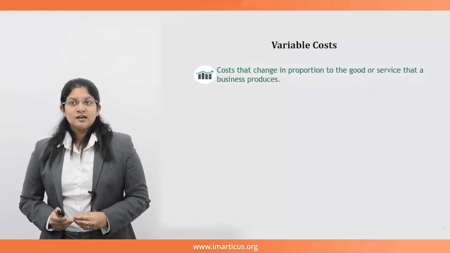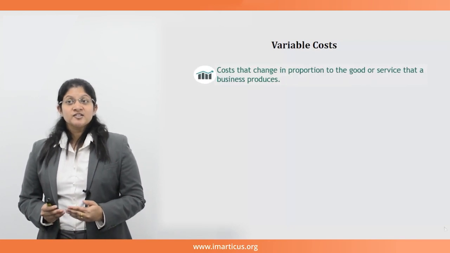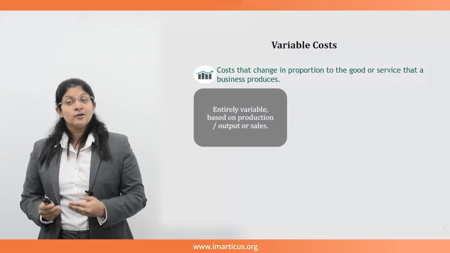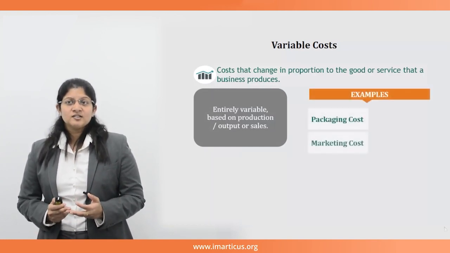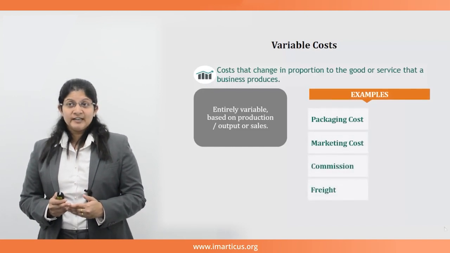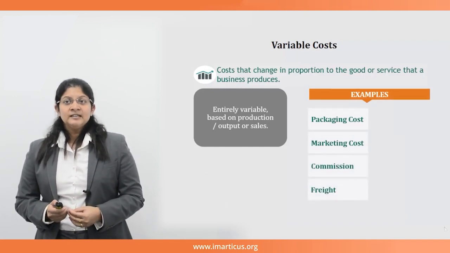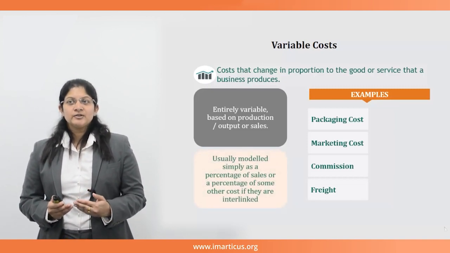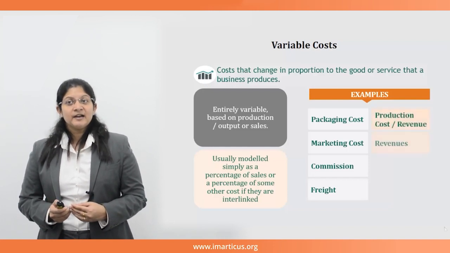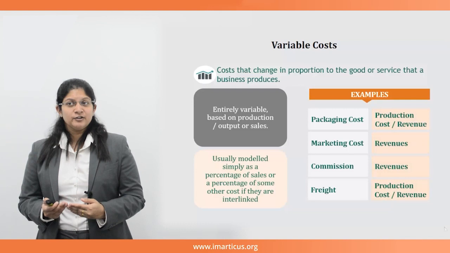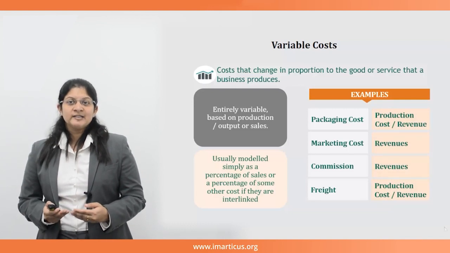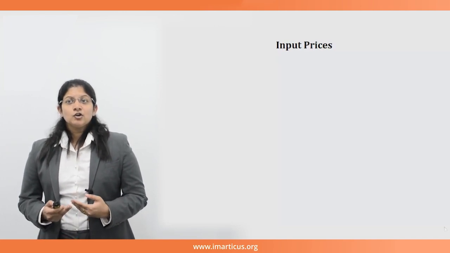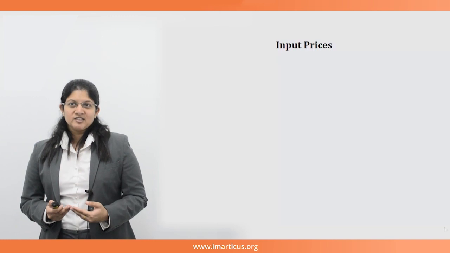Finally, variable costs are costs that change in proportion to the good or service that a business produces. They are entirely variable based on production, output or sales. Examples: packaging cost, marketing cost, commissions, freight, transportation cost, etc. These are usually modeled simply as a percentage of sales or a percentage of some other cost if they are interlinked. For example, packaging cost may be linked to production cost or revenues, whereas marketing costs are almost always linked to revenues. The three types of costs are forecast using a combination of various elements that we will now discuss.